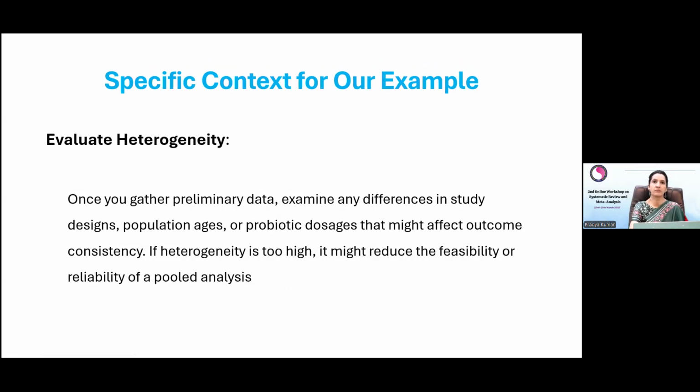Now, in the specific context of this example of probiotic and diarrhea, we will see this heterogeneity and the measure of heterogeneity. Once we gather this preliminary data, we see the difference in the study design, like we have seen in all the columns: the difference in study design, the population, the intervention, the dose of intervention, and when they are measuring the outcome, at 3 days, 4 days or so. And if the heterogeneity is too high, then again, you try doing the subgroup analysis.